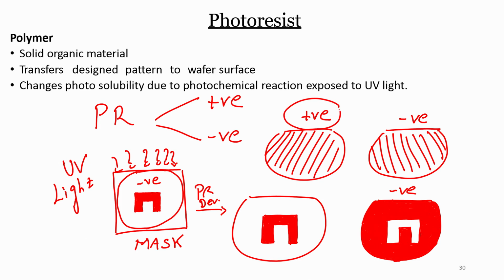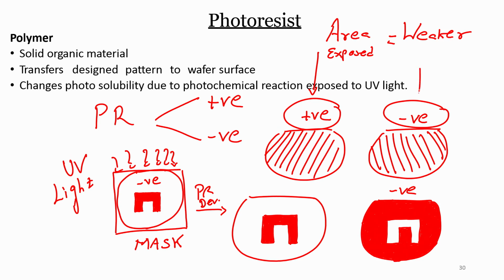So, in case of positive photoresist and negative photoresist, we have to remember, in positive photoresist the exposed area, let us write down, exposed area becomes weaker. In case of negative photoresist, it becomes stronger. Which one? Area exposed. Okay. In case of positive photoresist, it becomes weaker. In case of negative photoresist, it becomes stronger. You can see here, right?